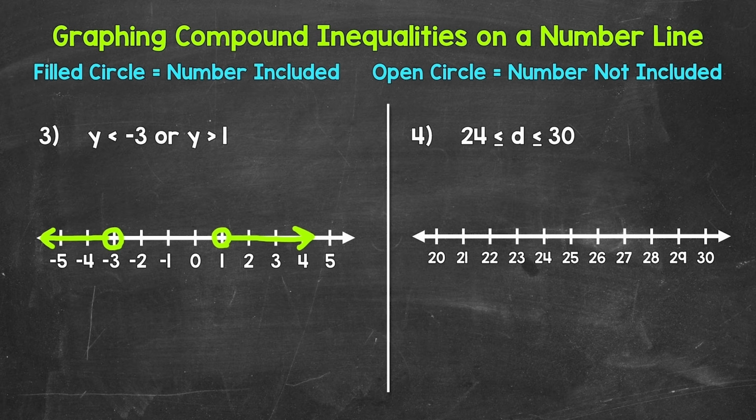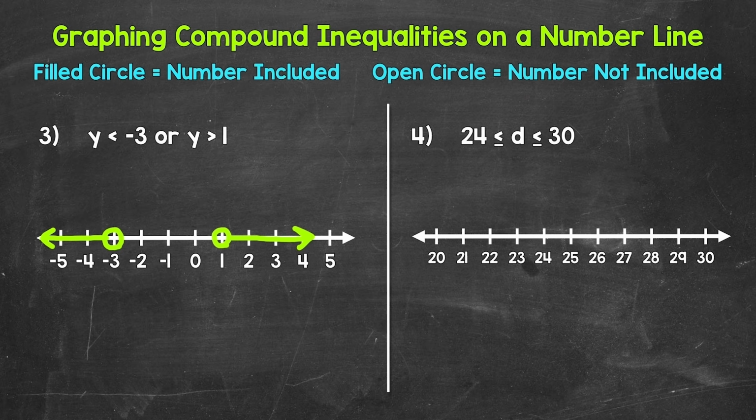Let's move on to number 4, where we have d is greater than or equal to 24 and less than or equal to 30. So this is an and compound inequality. Remember, when we have a compound inequality involving and, it can be written without and. Let's start with d is greater than or equal to 24.